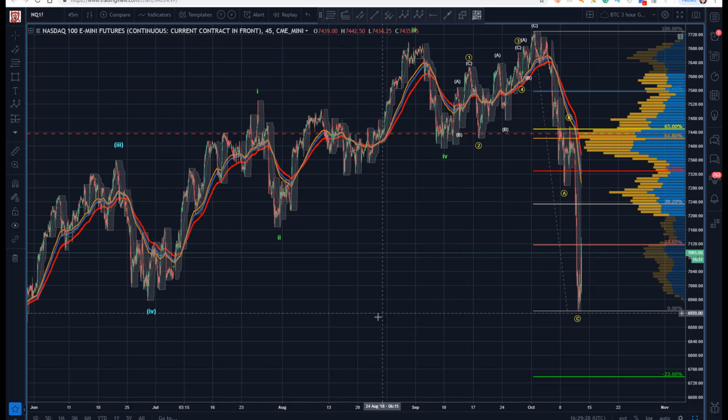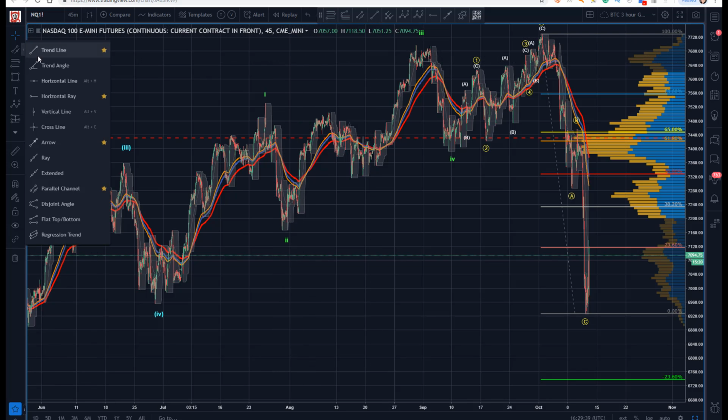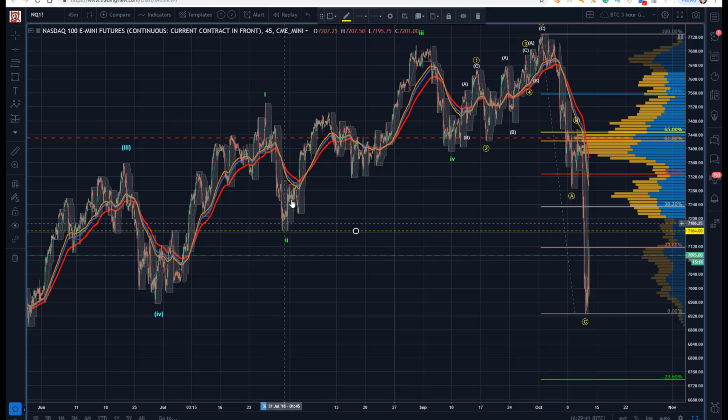Okay, so coming back up, right? So it's always a good idea to mark off potential areas of prior support where we might find some resistance. So let's get my, where's my line tool here? There's a horizontal. So we'd look right here. So that's of note here. So prior support could kick in for some resistance here.